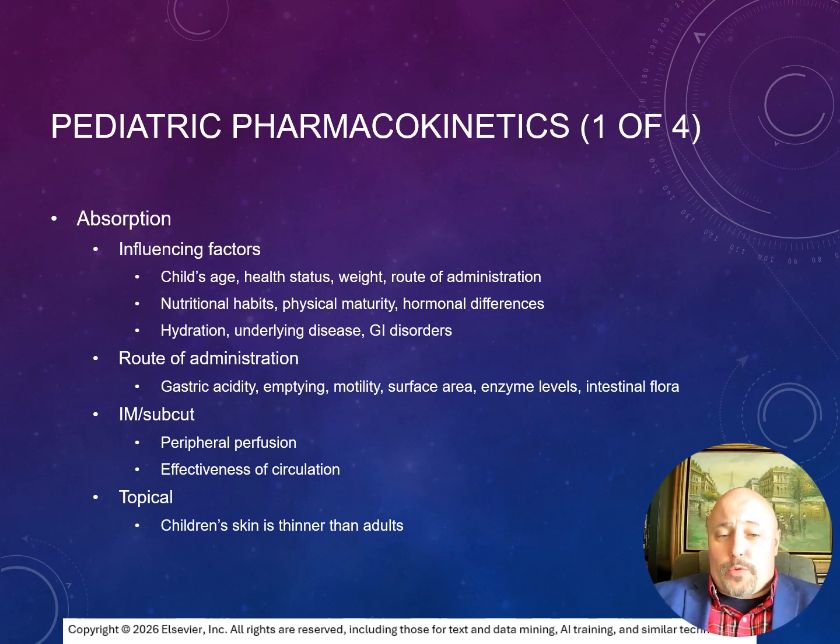When considering the route of administration, the gastric acidity, emptying, motility, surface area, enzyme levels, and intestinal flora. Also, topically, children's skin is thinner than adults and will absorb much more rapidly. Also, in the case of IMs, peripheral perfusion and the effectiveness in circulation should also be considered.